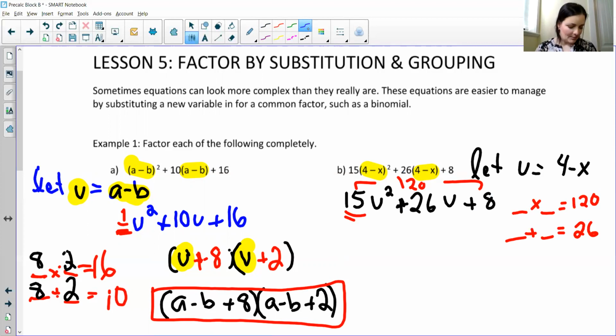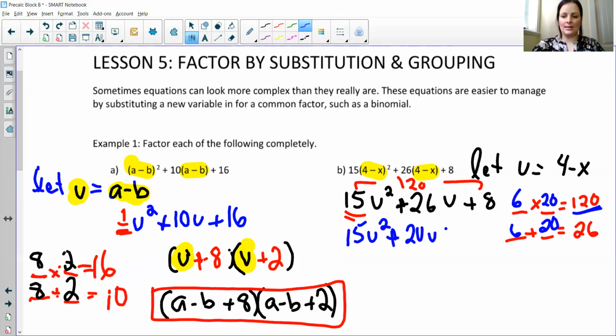So those numbers are going to be 6 and 20. If you had a hard time finding them, remember you list out all the factor pairs for 120 and see which ones will add to 26. Okay, I'm going to use decomp method, but if you want to use box method or crisscross method or some other method, go for it. So I'm going to rewrite this out, but instead of that middle term, I'm going to decompose it to 20u plus 6u plus 8.